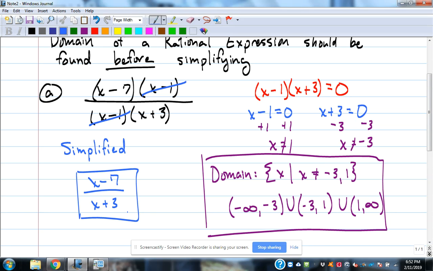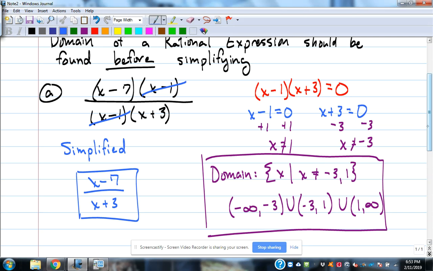Notice the domain gives us 2 numbers that x can't be. If we had used the simplified version, we'd only get 1 number that x couldn't be. We've got to find the domain before we simplify, or we lose part of it. That could be a problem. So you've got to go off of the original. Don't go off of what you simplified to, for domain. Go off of the original. So we find the domain before we simplify.